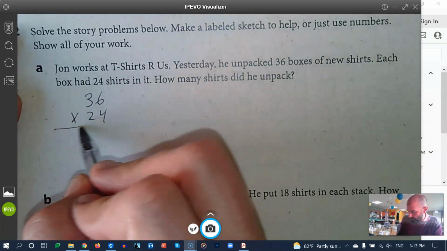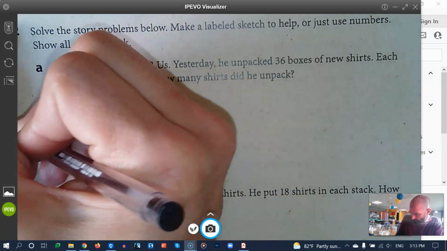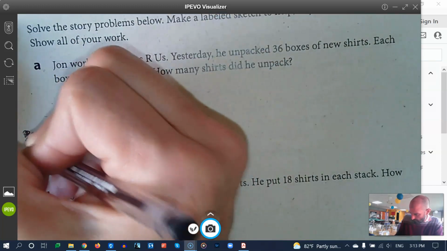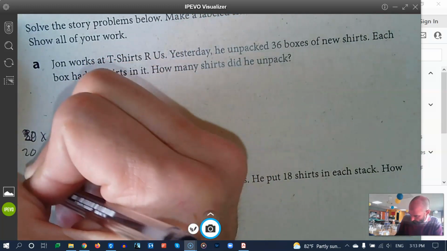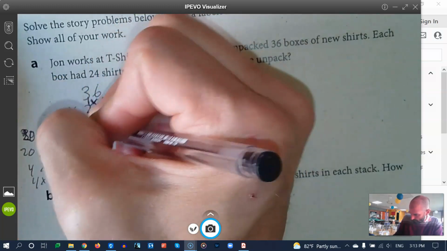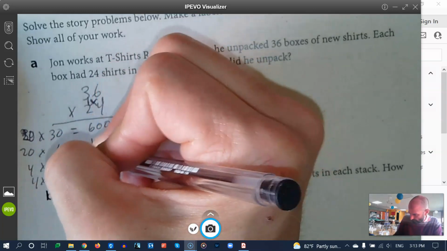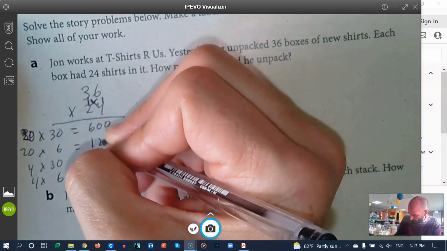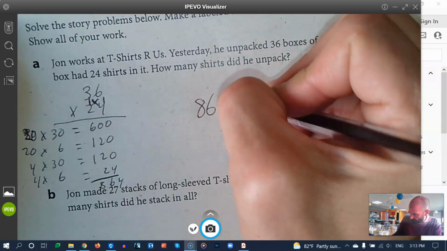So I'm going to do this a little differently. I'm just going to do the partial products here. 20 by 30. 20 by 6. 4 by 30. 4 by 6. 20 by 30 is 600. 20 by 6 is 120. 4 by 30 is 120. 4 by 6 is 24. 4, 6, 8. Oh, that's cool. 864 shirts.